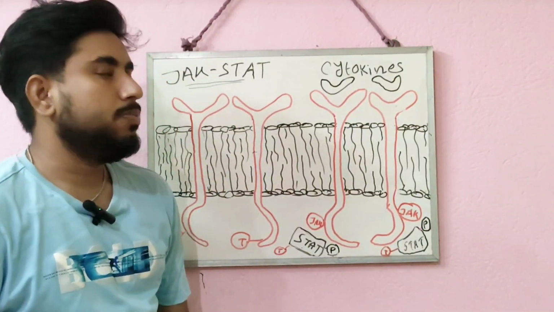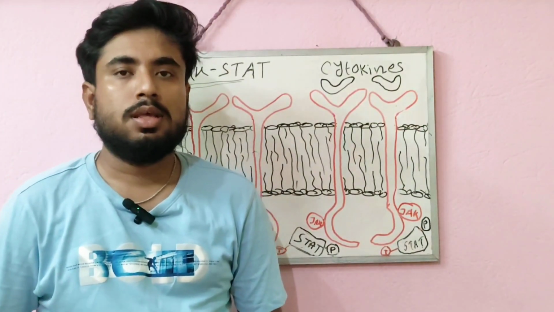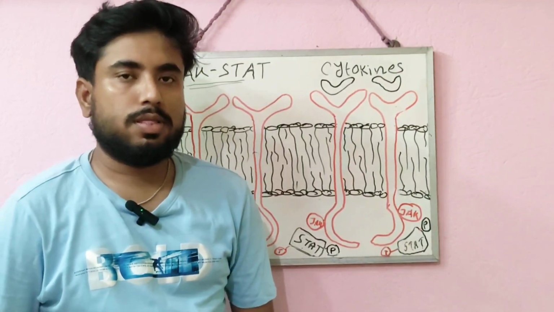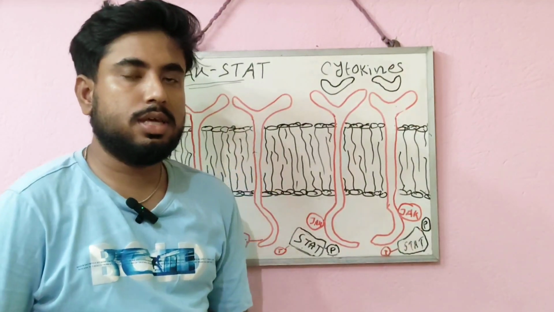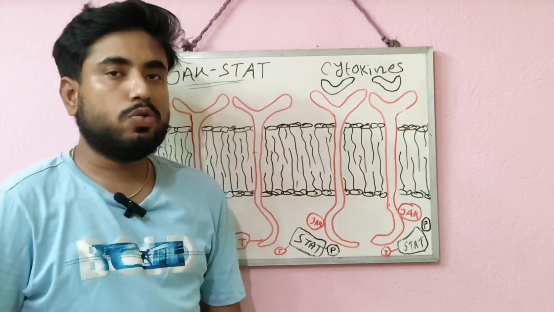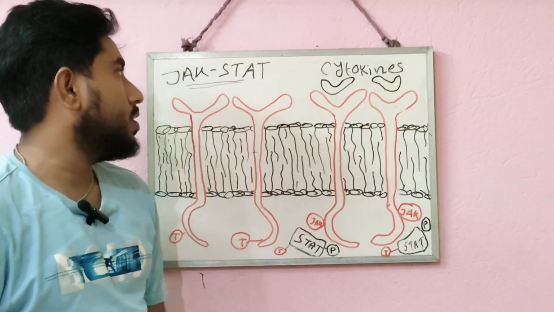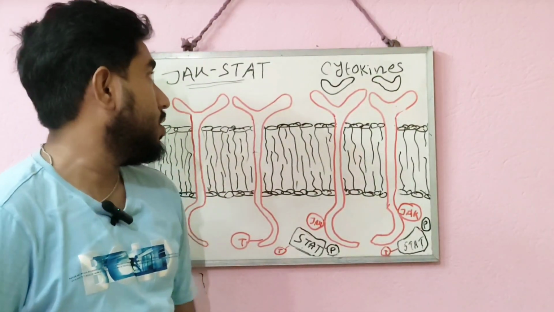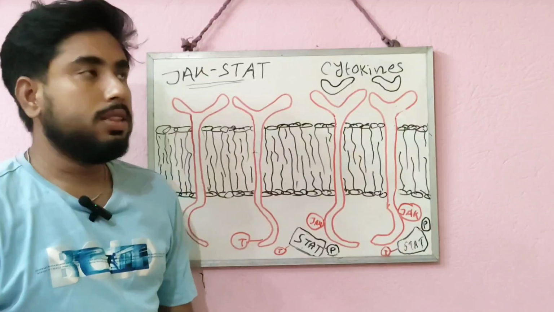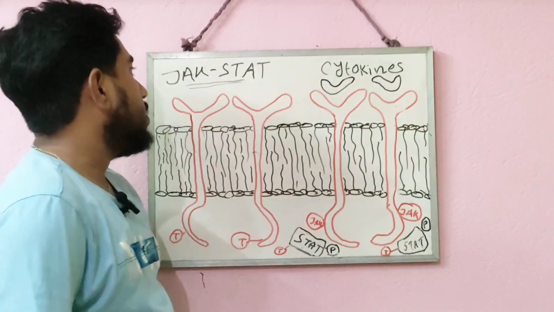I have told you about the G protein coupled receptor and the receptor controlling gene expression. These two are the main receptors which we have to focus on more, but that does not mean you will not focus on the other three; they are also important. Among them, one of the most important is Jak-Stat.